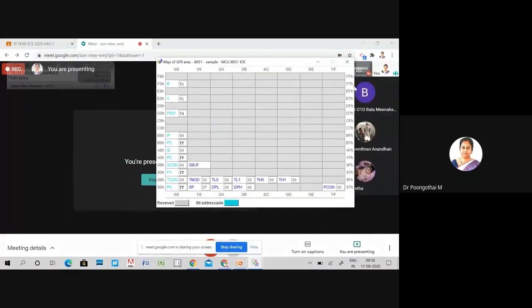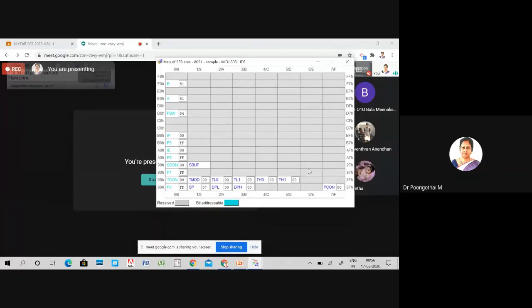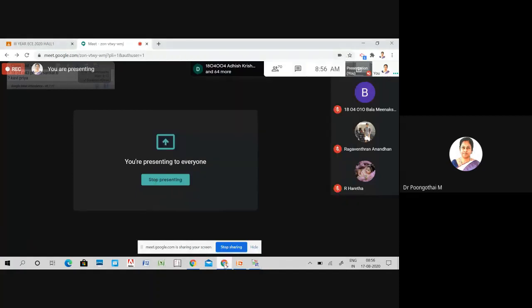So this area is a special function register area. We can view all the register values along with their addresses. Every register is associated with one 8-bit address. For example, the address of your accumulator A is E0, and the B register is F0. This is the content of your accumulator, and this is the content of your B register. Is it clear?